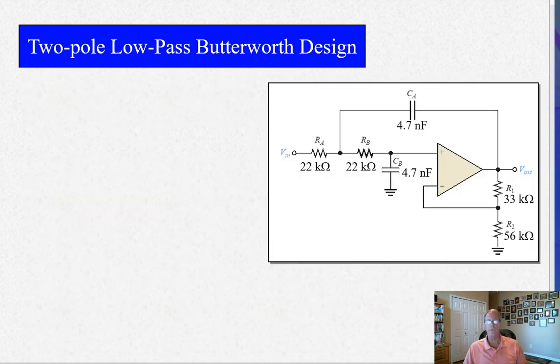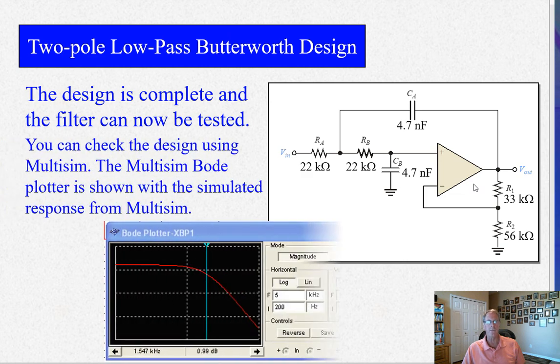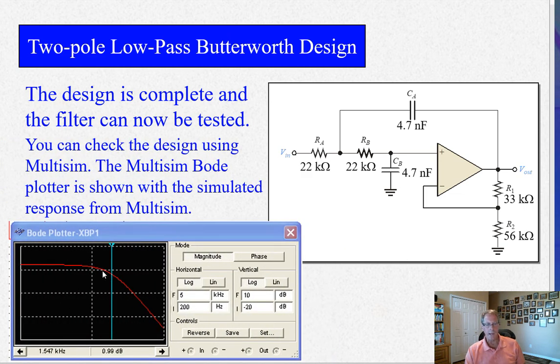Okay, so the 2-pole Butterworth design. Here is our 33K and our 56K, and this is the complete design that we have with your 22Ks, your 4.7 nanofarads, and your damping factor resistors here. So this is going to be a Butterworth filter, and you can put it in Multisim. And here's that nice gradual Butterworth response. It is a flat pass band, okay? And you can measure this, and this should be 40 dB per decade, right? All right, 40 dB per decade.